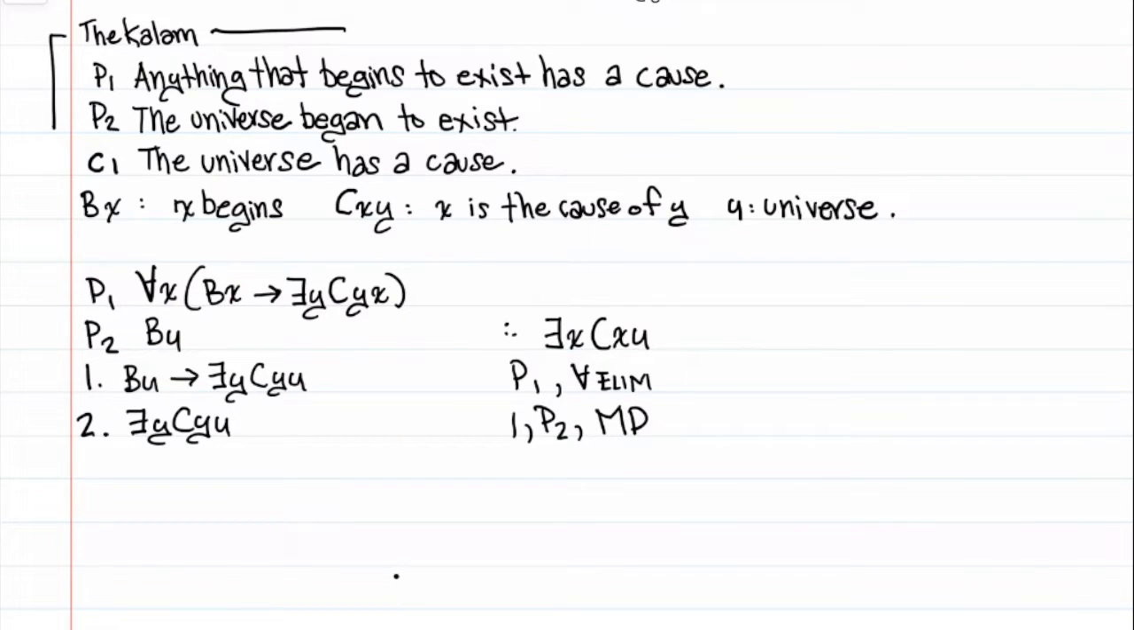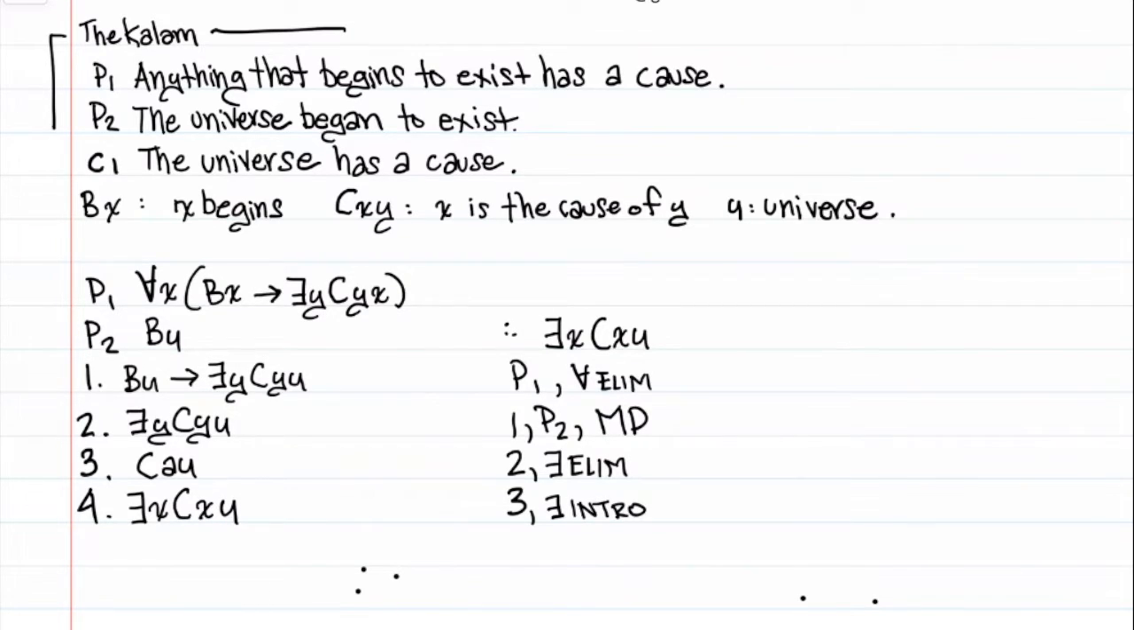To get line 2 to look like the conclusion, we have to make two more steps. We can infer from 2 that some anonymous object, call it a, is the cause of the universe. We got this from 2 and existential quantifier elimination. And then we can infer that some x is the cause of the universe. We got this from 3 and existential quantifier introduction. And that's just our conclusion. So we've shown that from P1 and P2, it follows that C1, because our conclusion is C1.